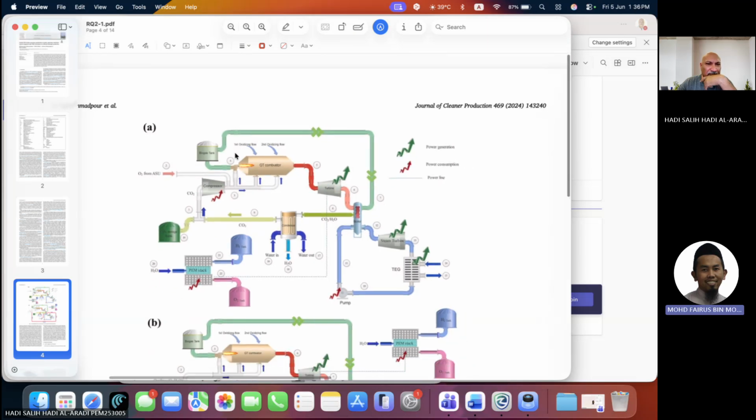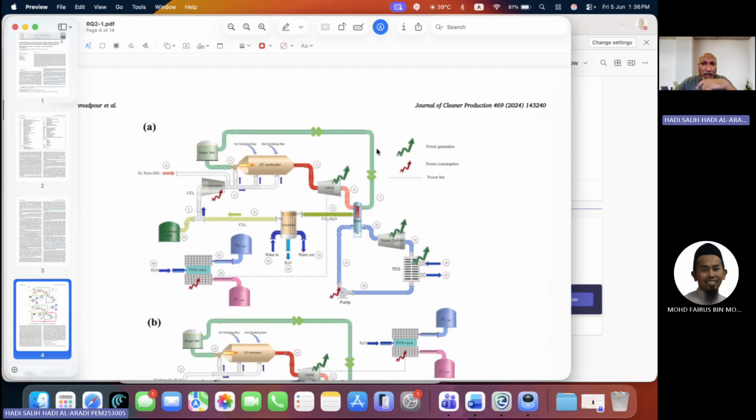I see. So this paper is using which tool? This paper was using the Aspen HYSYS, I think, because it's complicated. I have some papers, but I didn't make some notes about them.